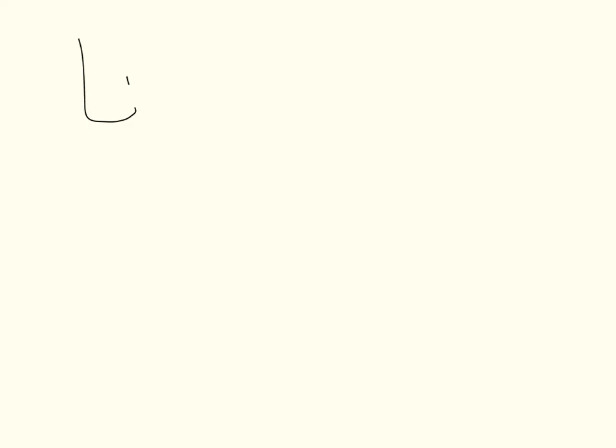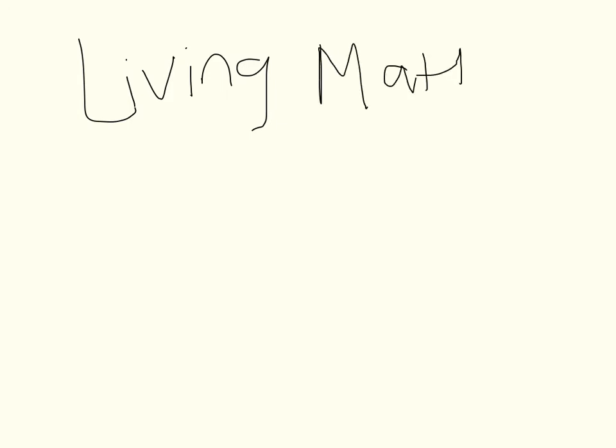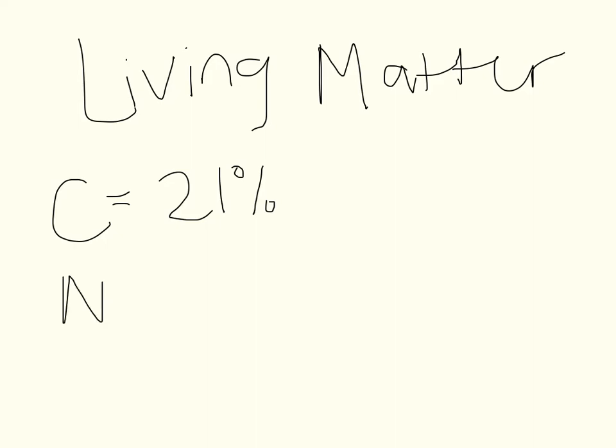Next, we have living matter. Living matter does not have as many elements as the Earth's crust does, but it does have a good handful. The first element that we see in living matter is carbon. Carbon makes up about 21%. Next is nitrogen. Nitrogen is about 9%. There's about 9% of nitrogen in living matter.